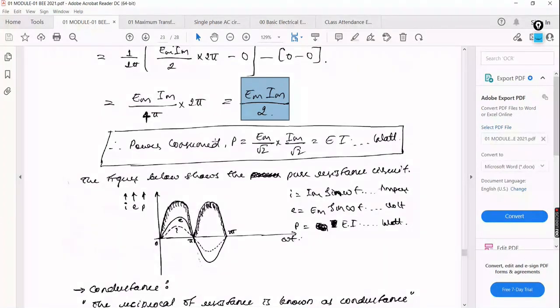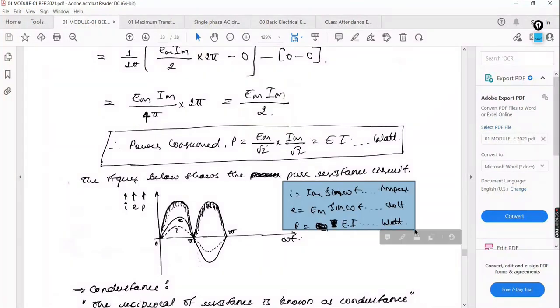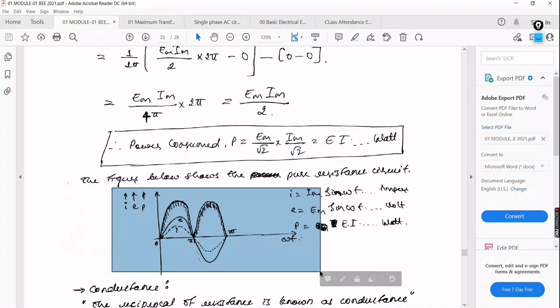Is this clear now? Okay, this is what? The current equation, voltage equation, and the power waveform. You can practice this. They will also ask this in the examination.